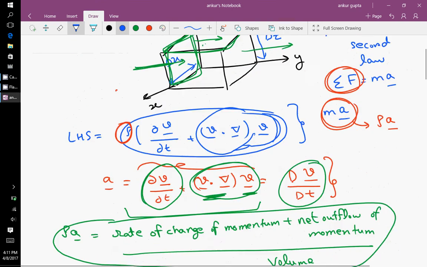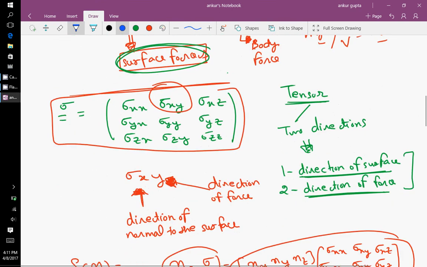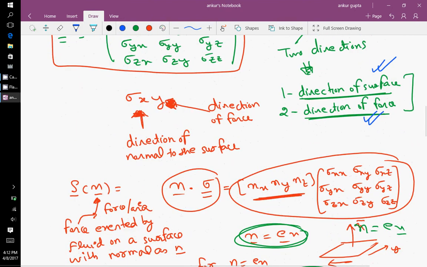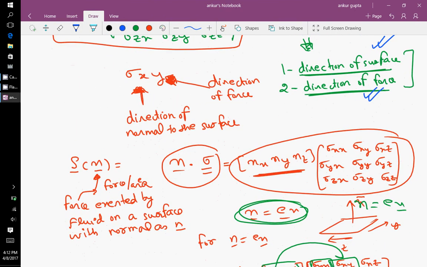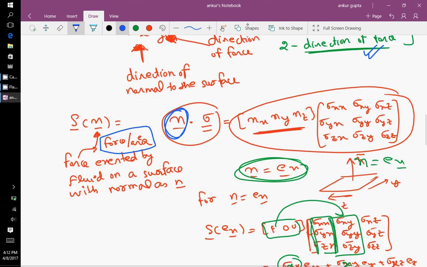Then we go into surface forces, which are more complicated. In surface forces, we introduce the sigma tensor, which has 9 components because we need two directions: one the direction normal to the surface, and one the direction of force. If we have the sigma tensor, and if we have been given a surface, we will know the n vector. From there, we can calculate force per unit area, known as the small s vector, at a given surface, which is the dot product of the n vector and the sigma tensor. The dot product of a vector and a tensor will give us another vector.